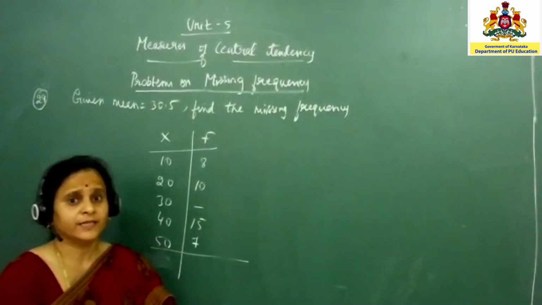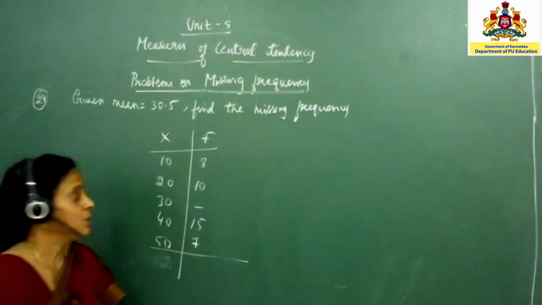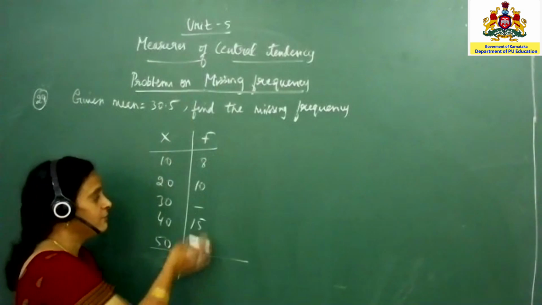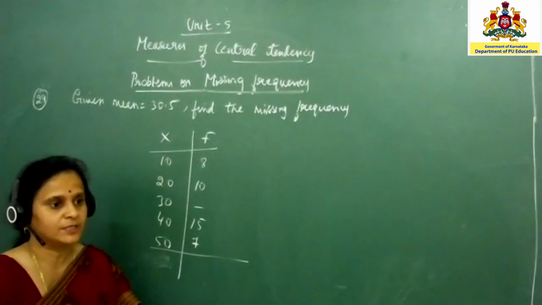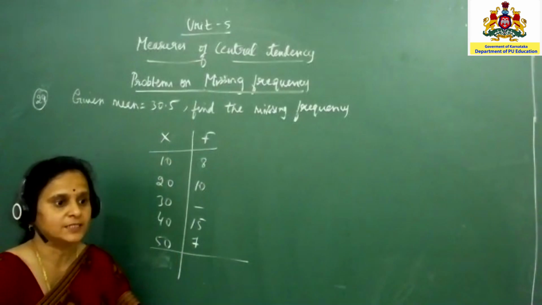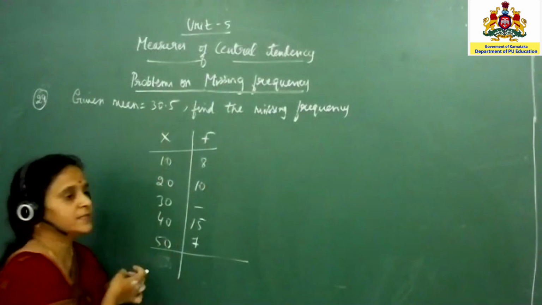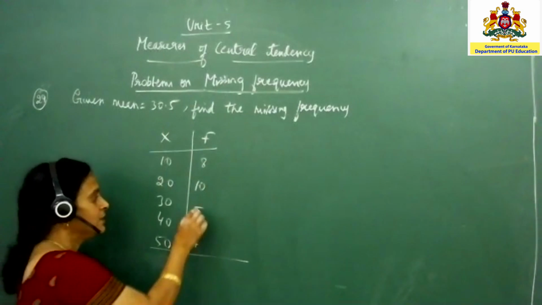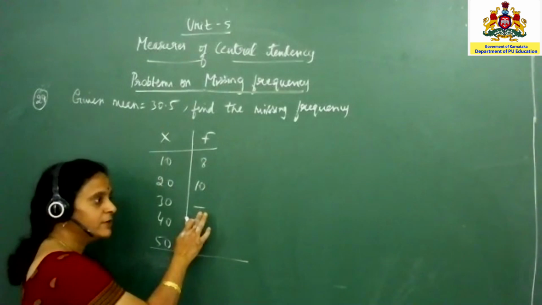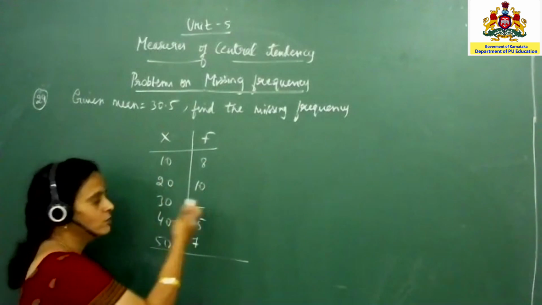Let me move on to the next concept, right? Your problems on missing frequency. So whenever you have a distribution, if any one or more than one frequency, okay, if it is missing, right? So how to find out that frequency? So for example, here this is a problem given and mean value is given as 30.5. Right? So here one dash is given, means the one of the frequency is missing corresponding to the x value as 30. So how to find this?